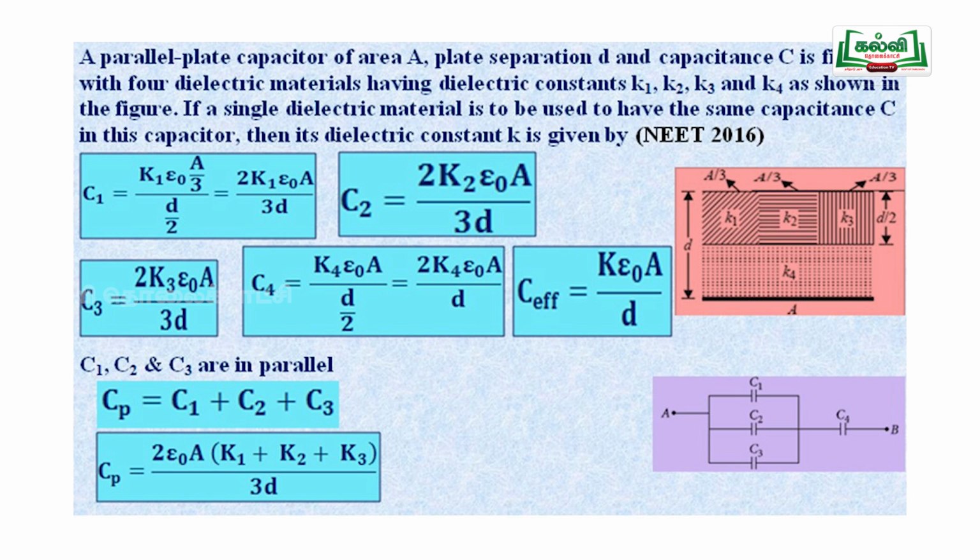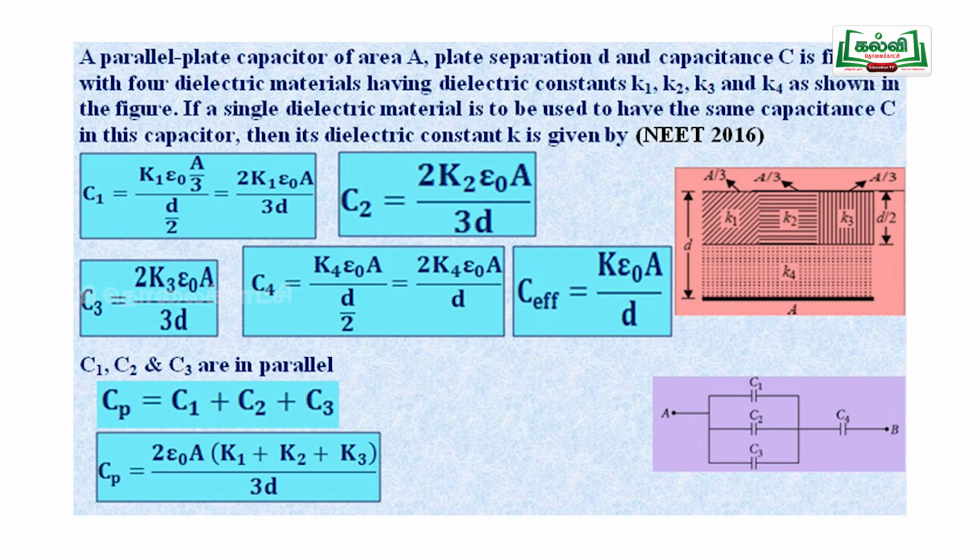So, these three capacitors filled with dielectric K1, K2, K3 are in parallel. Since all these three plates are connected to positive, all of them are in parallel. Now, this capacitor is connected in series with these three capacitors. So, I will have it like this. This is C4, which is filled with the dielectric constant K4. Now, you see, I will find out the capacitance of this one.